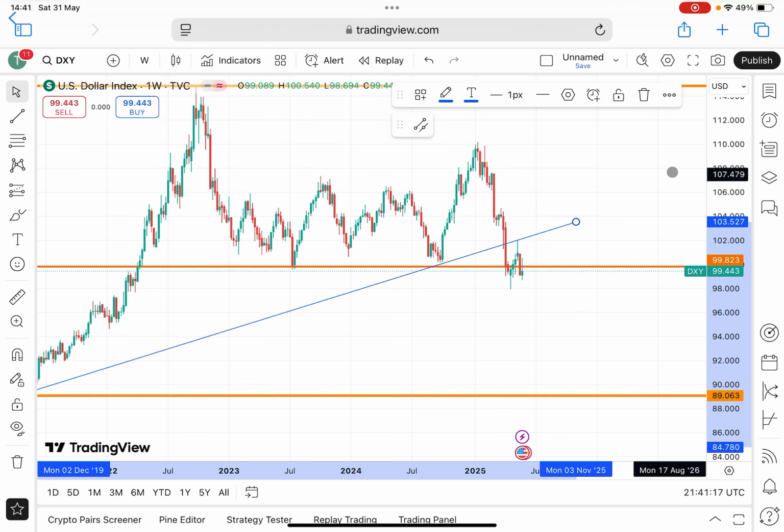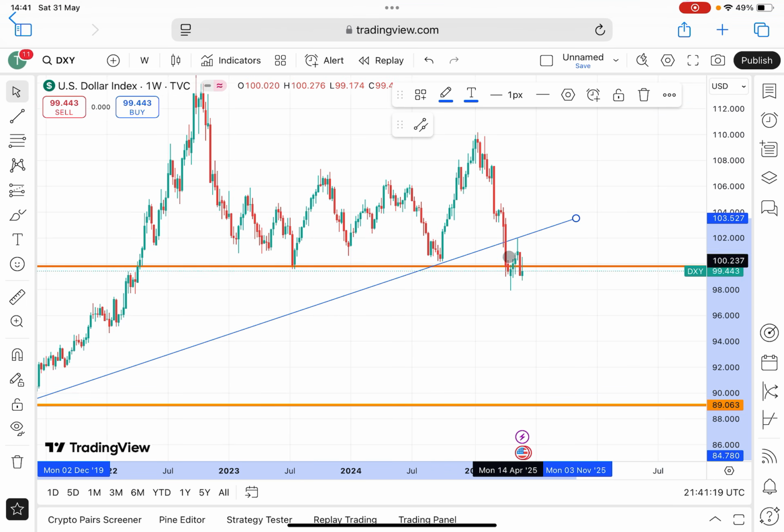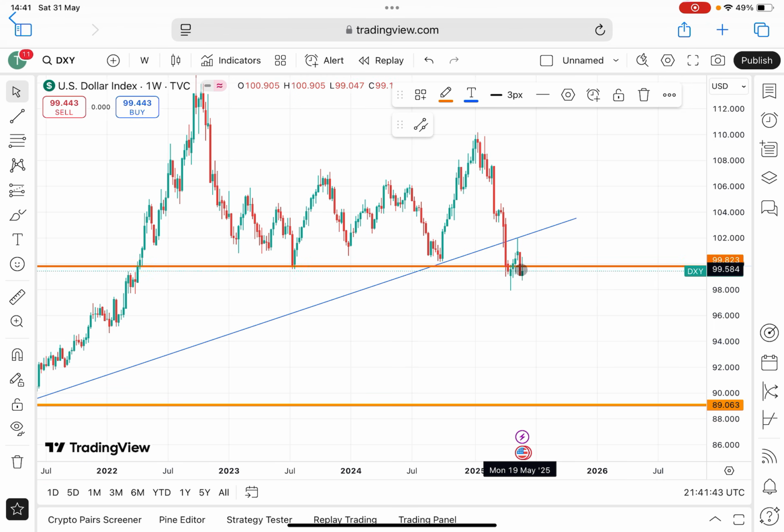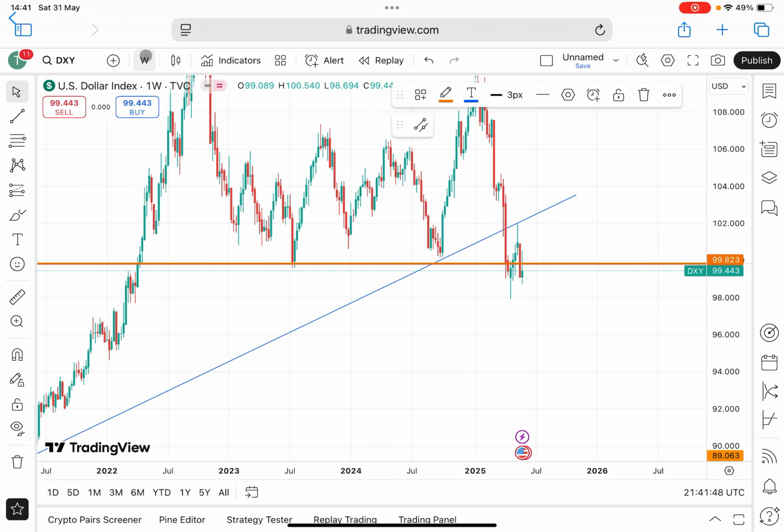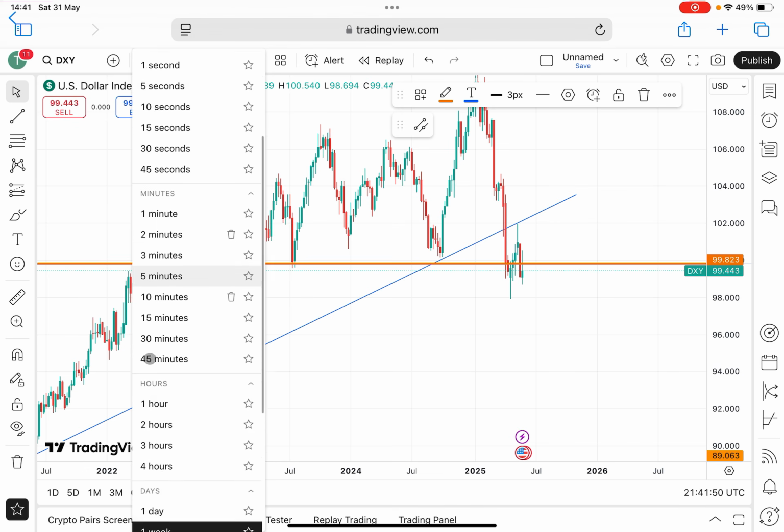Okay, so perfect. On the weekly, we can see the market broke out and then came back to retest this trend line perfectly, this trend line that I drew, and there is a bearish candle after this rejection, after this inverted hammer candle. So I'll be looking to sell this market, actually to sell the dollar. So let's go back to the daily time frame.